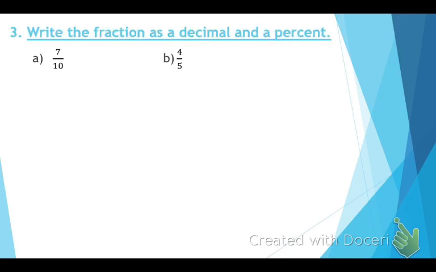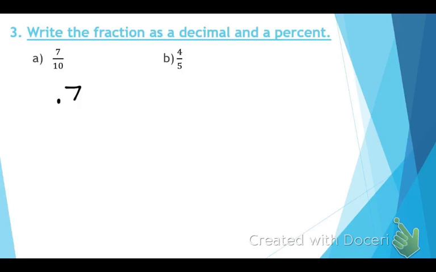Here's another one, also a review. Write the fraction as a decimal and as a percent. Can anyone help me out with remembering how do I turn 7/10 into a decimal? Ava, what should I do? You are correct. We're going to divide. What is 7 divided by 10? Not 0.1. 7 divided by 10. All right, very good, 0.7.